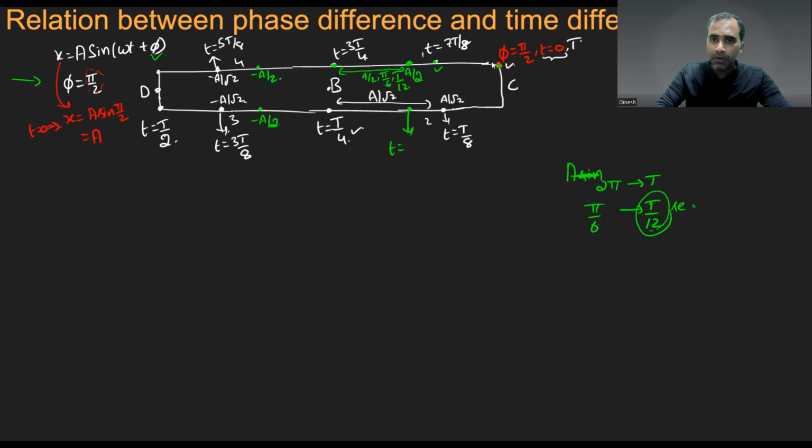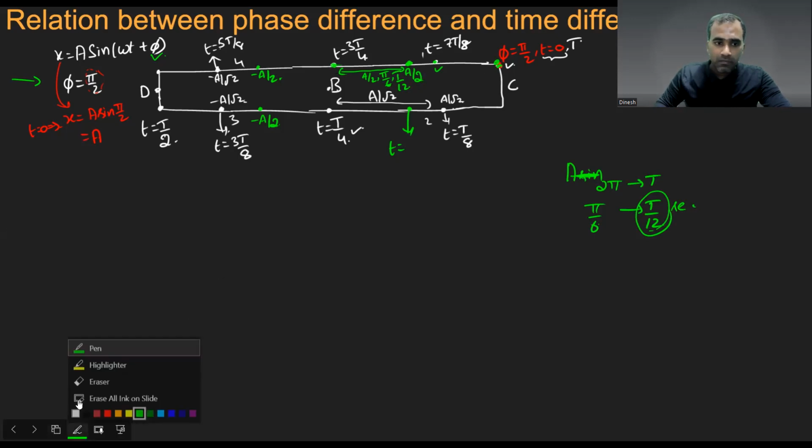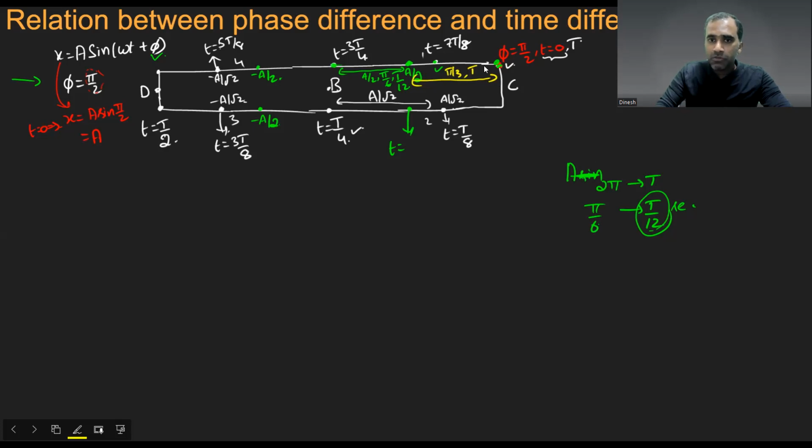Now tell me, from this point to this point, what is the phase gap? Pi by 3. Very good. And what is the time gap? T by 6. Pi by 3 corresponds to T by 6.